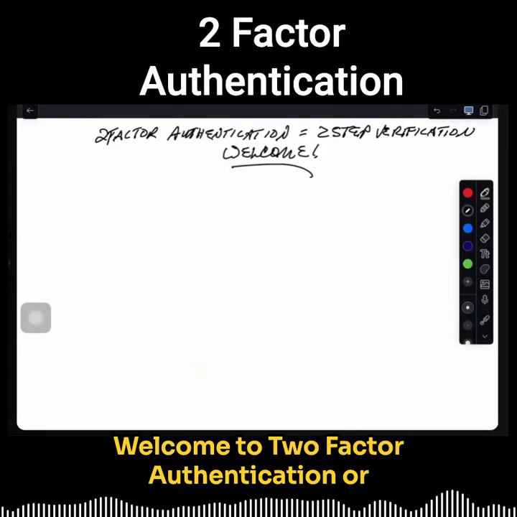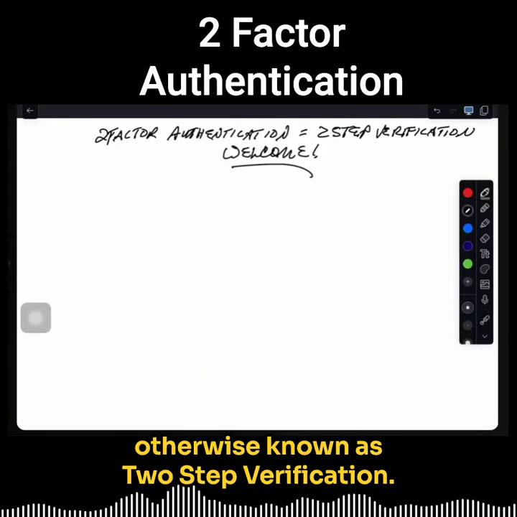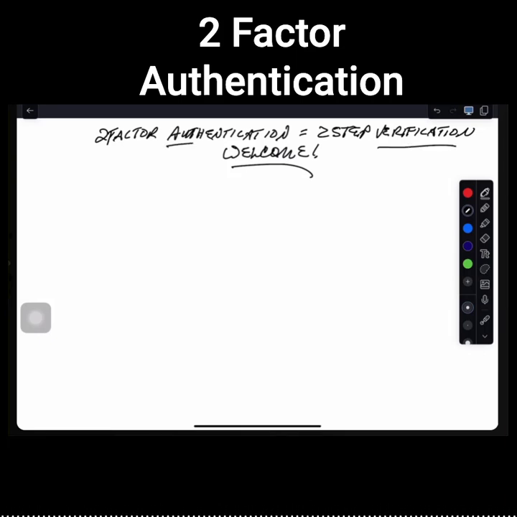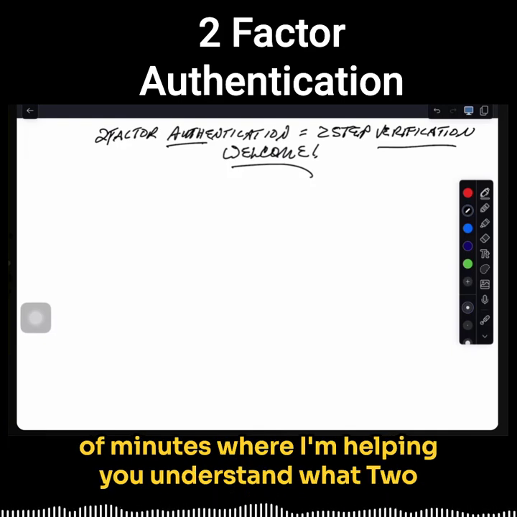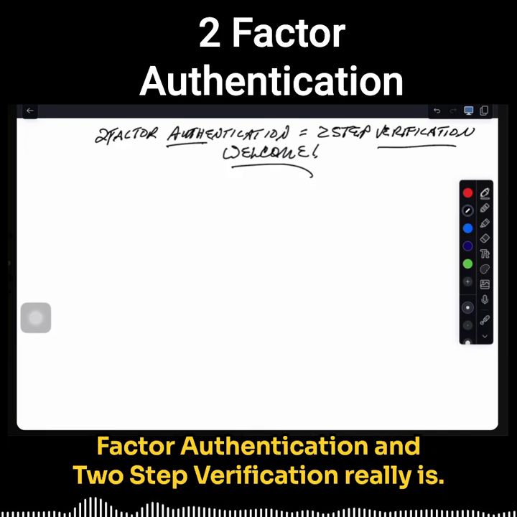Welcome to two-factor authentication, otherwise known as two-step verification. I'm Dane Deutsch, and I'll be your coach during this couple of minutes where I'm helping you understand what two-factor authentication and two-step verification really is.